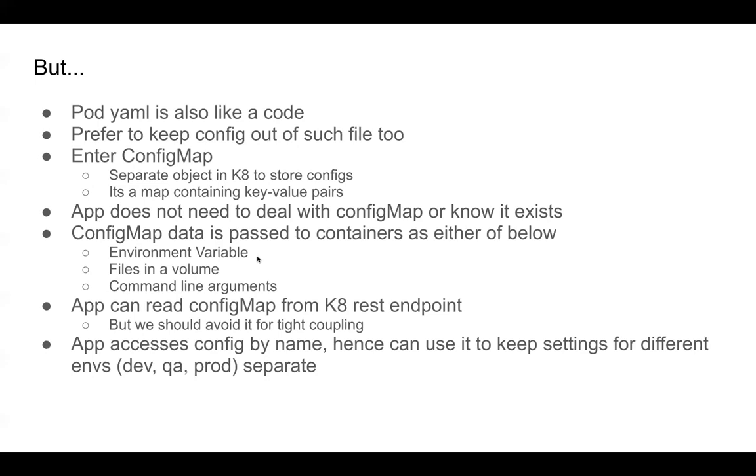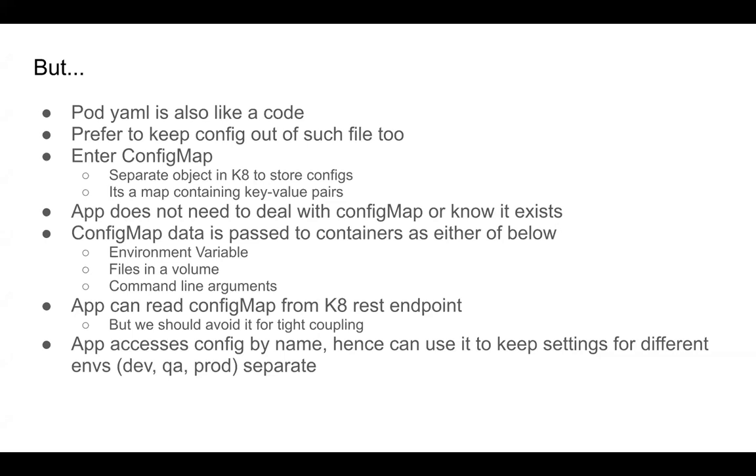Okay. Now we did all of that, but the pod YAML is also like code, right? Because you will be running this same YAML again and again. If you want to change the environment variable or value, you have to change the YAML, which is fine, but this is also code. The general preference is to keep the configuration outside the code. That's where ConfigMap comes in.